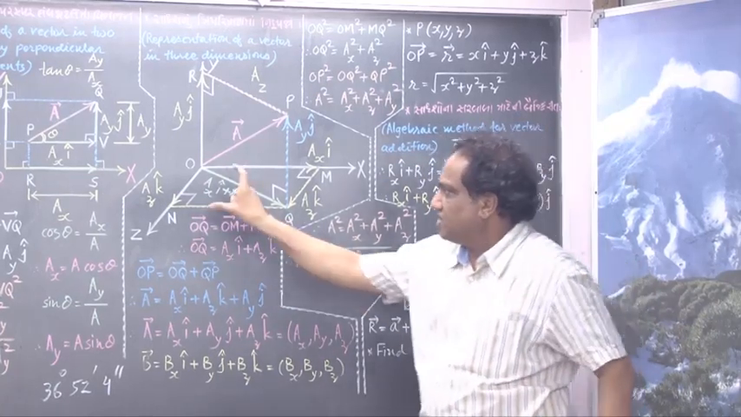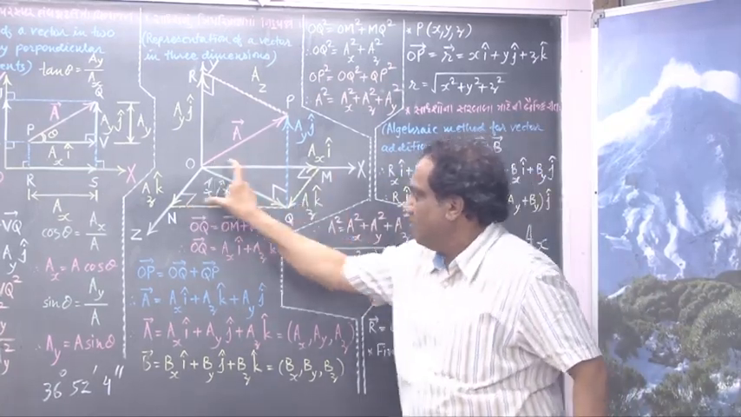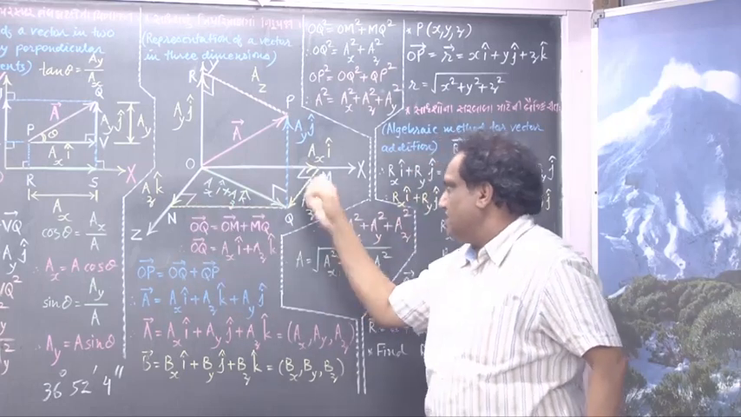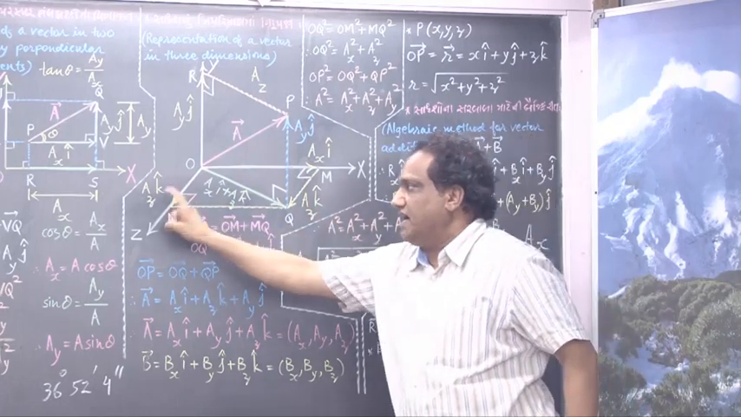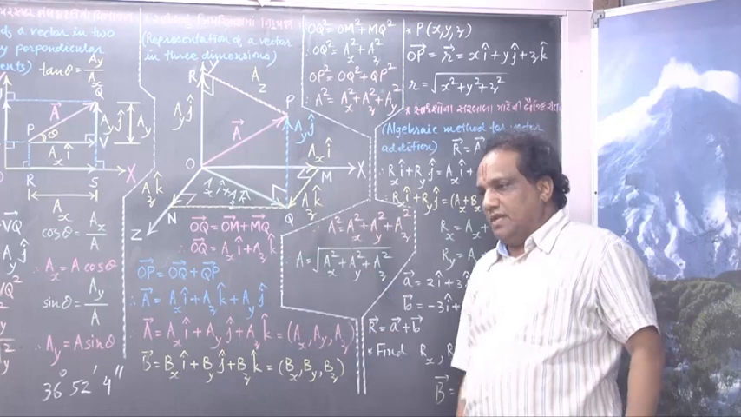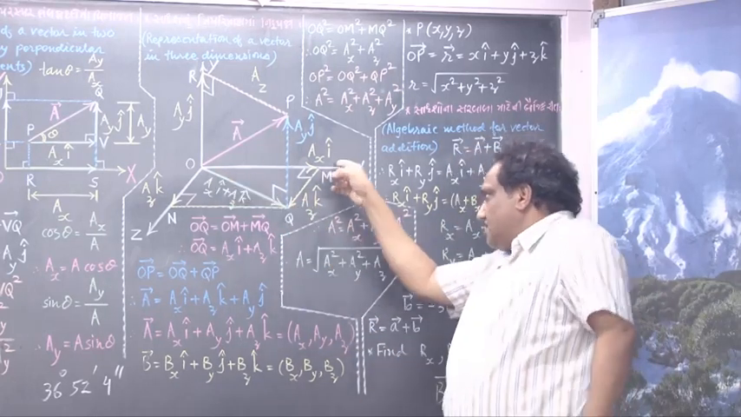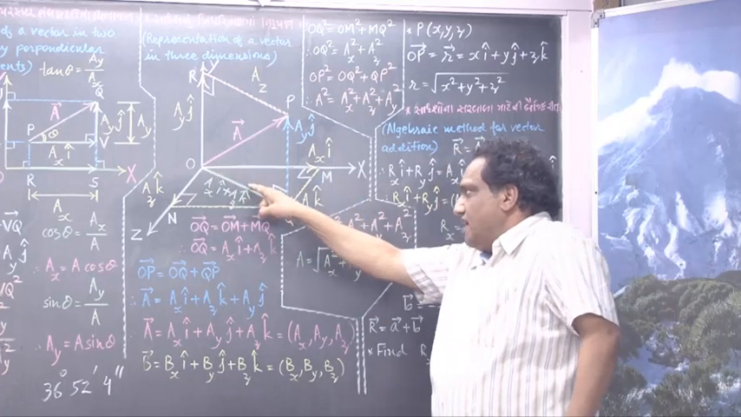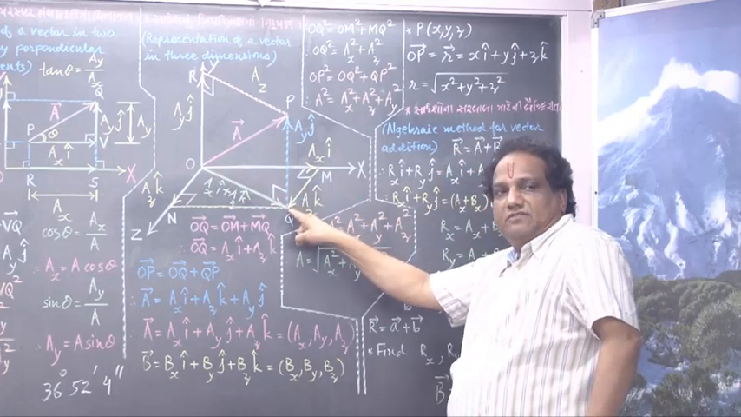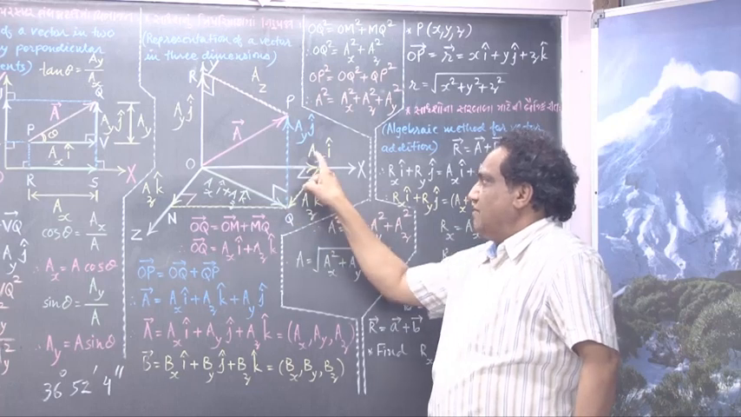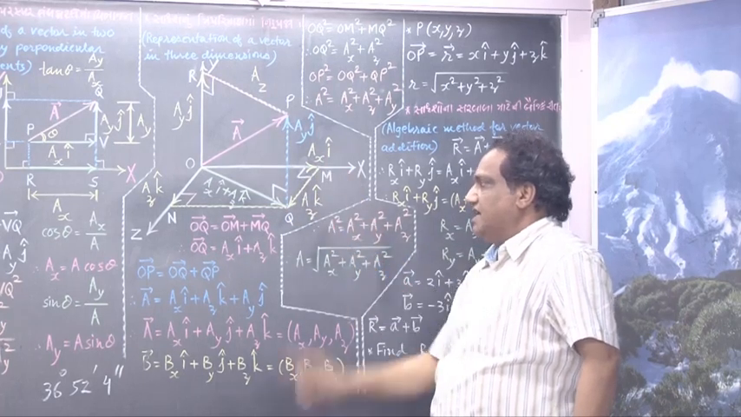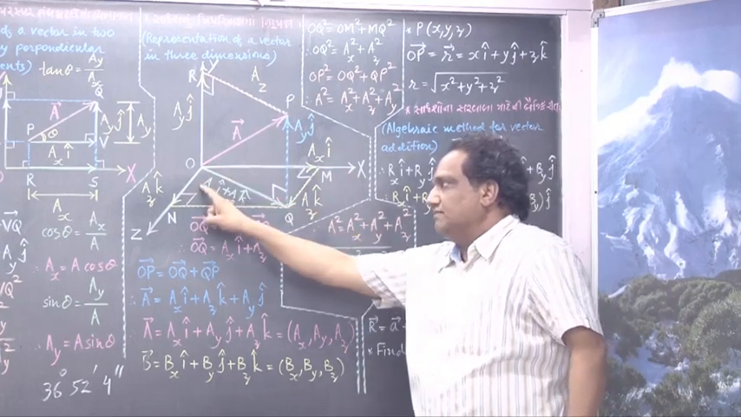Now shift this vector from here to here. These two vectors are equal vectors. This was AZ K hat, this is also AZ K hat. Now add these two vectors, this plus this. This will give you this vector. Isn't it? This plus this: AX I hat plus AZ K hat. Everybody, this vector is.